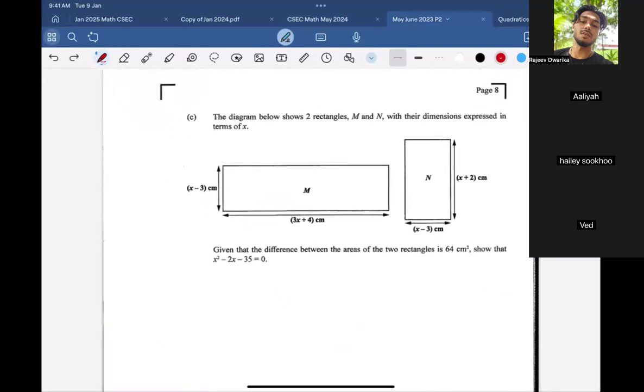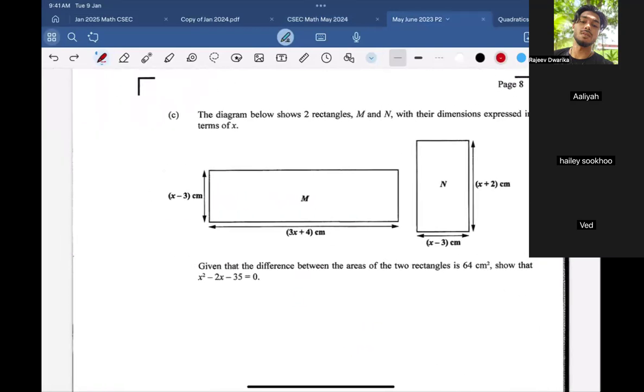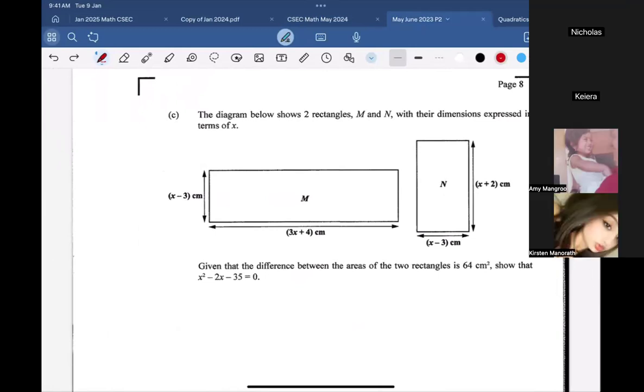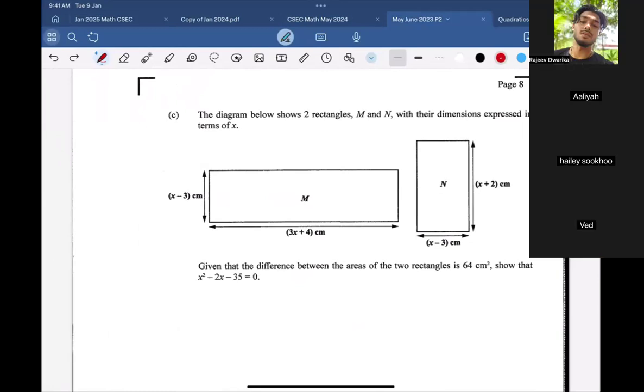Right? So Alia, will you pay close attention to how we're doing this? Alia, Kiara, Nicholas, Kirsten, maybe Amy. Pay close attention to how we're doing this, right? Because the next question is going to be harder, and it's coming up every year now. I don't know where the story with shapes is coming from.